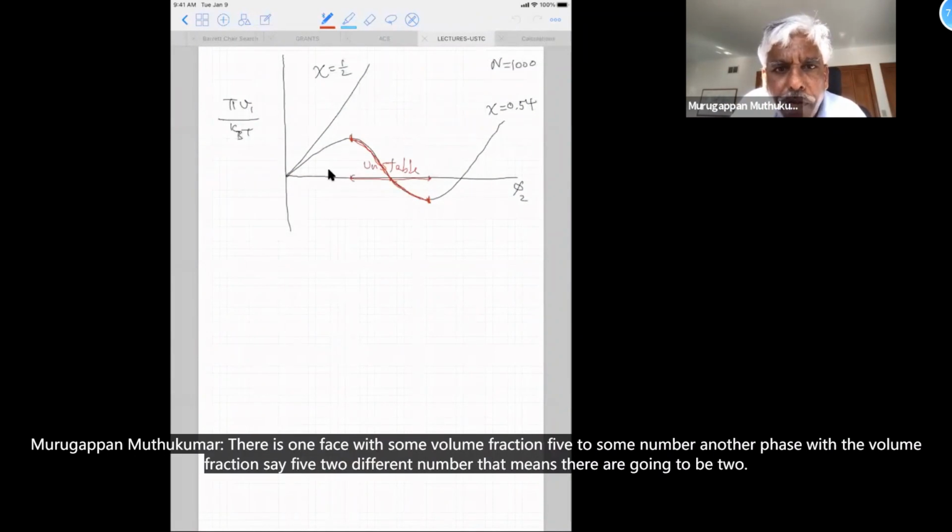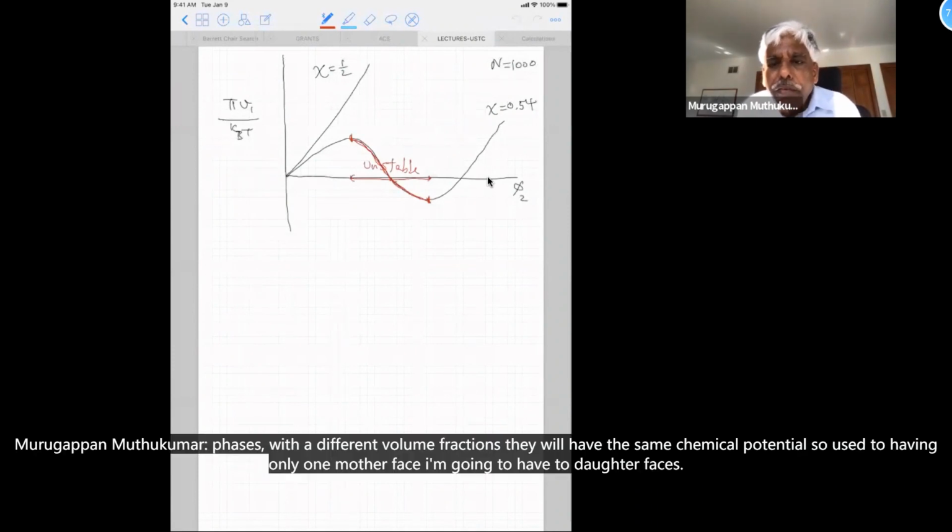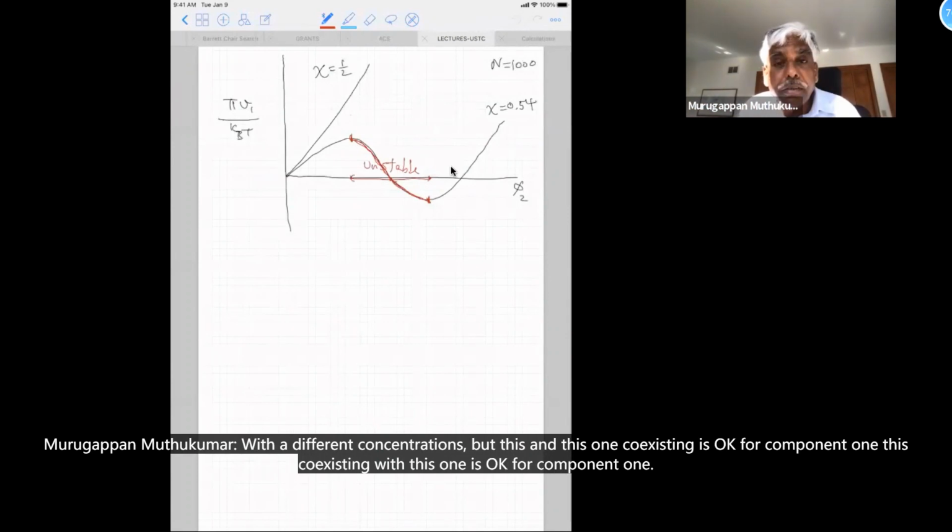There is one phase with some volume fraction phi 2 of some number, and another phase with a volume fraction phi 2 of a different number. That means there are going to be two phases with different volume fractions. They will have the same chemical potential. So instead of having only one mother phase, I'm going to have two daughter phases with different concentrations.